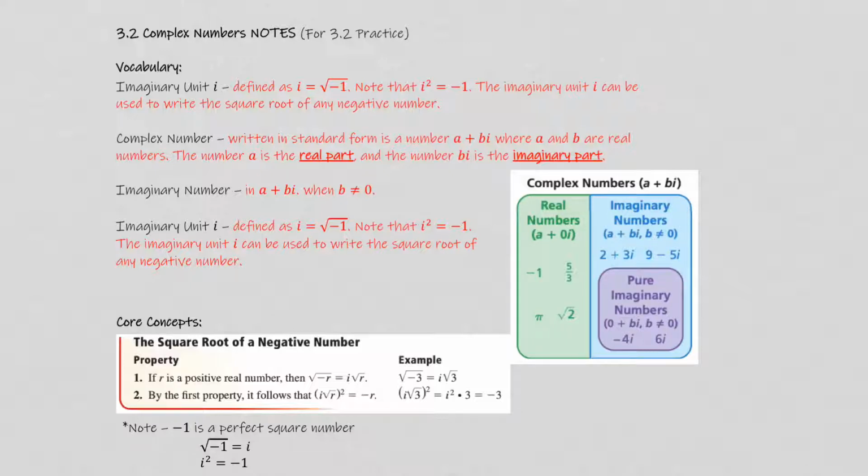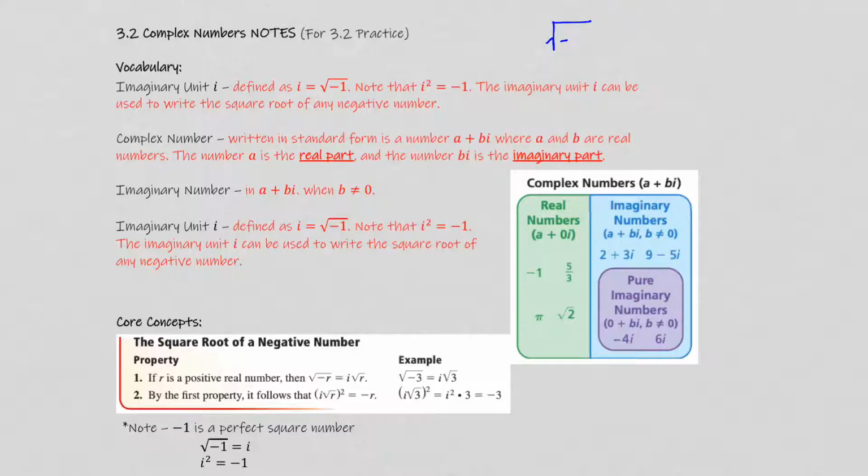So it is defined as i equals the square root of -1. You need to note that i squared actually equals -1. So if you square that imaginary number, you get -1. And that is because if i is the square root of -1, and I were to square this, well, a square root and a square cancel each other out. They're inverses of one another. So this would all go away, and I'm just left with -1. Okay, so that's why i squared is -1.